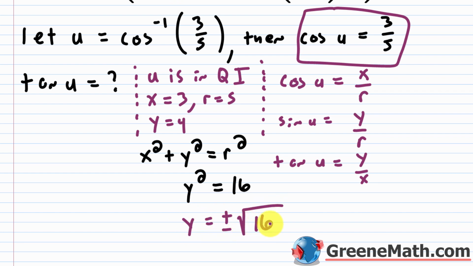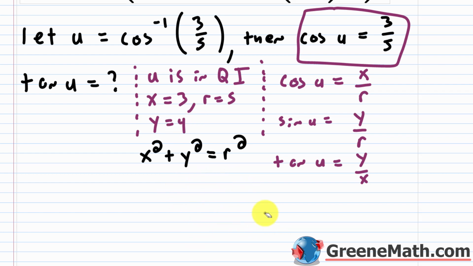Now, we know that we are in quadrant 1. Again, we established that earlier. So in quadrant 1, y values are positive, so I don't need the plus or minus here. I just want the principal square root of 16, and that's going to be 4. And of course, we already knew that because this is a 3, 4, 5 right triangle. But again, if you didn't realize that, then that's how you can go through and figure it out. So at this point, I know that x is 3, y is 4, and r is 5.